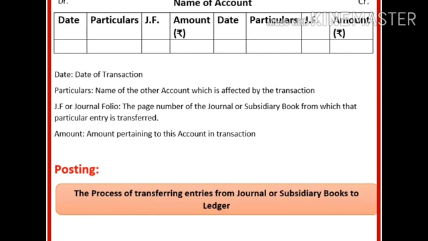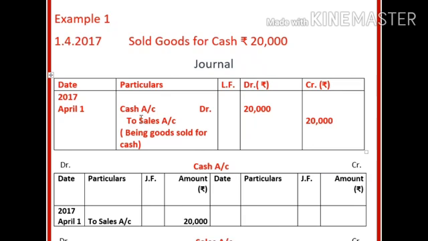First, cash account. Just look at this account. Cash account. Format already we have discussed. Now, cash account is being debited. So you will write on the debit side of cash account. This is the cash account and this side is the debit side. And here we have to write the name of the other account which is being affected by the transaction, and this other account is sales account. So here you will write down sales account, and how much debit is there in the cash account? 20,000. So here you will write down 20,000.